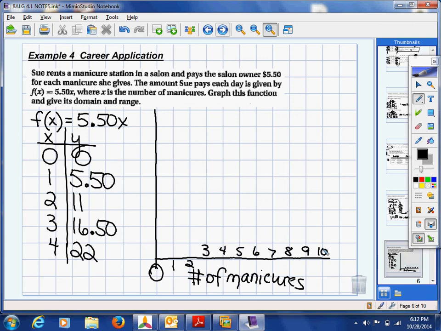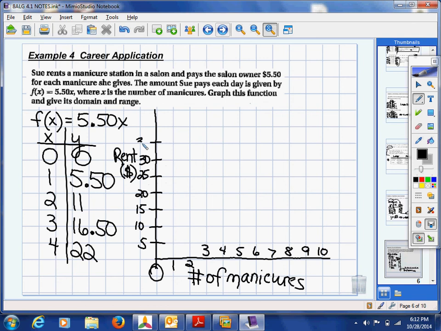Okay, now your y-axis is going to be your rent. You know, Sue's rent, how much money she's paying for each manicure she does. I really don't care what your increments are. My advice is, please, for the love of God, don't go by ones, or you're going to have a really tall graph. So let's go maybe by 5s, or if you're really ambitious, you can go by 5.50. That's fine. I don't really care. I'm going to go by 5s, and if you want to emulate me, go right ahead.